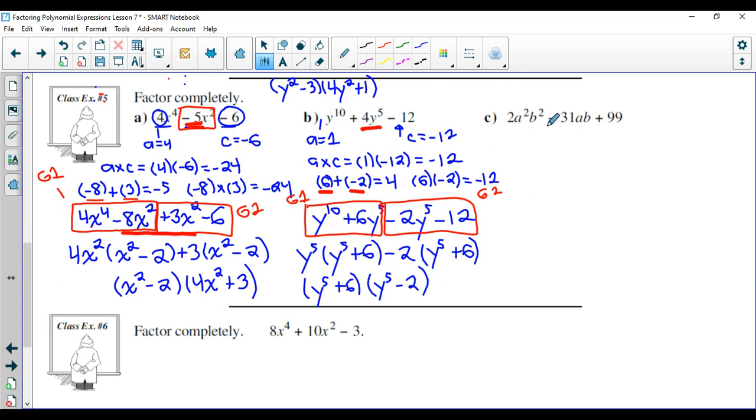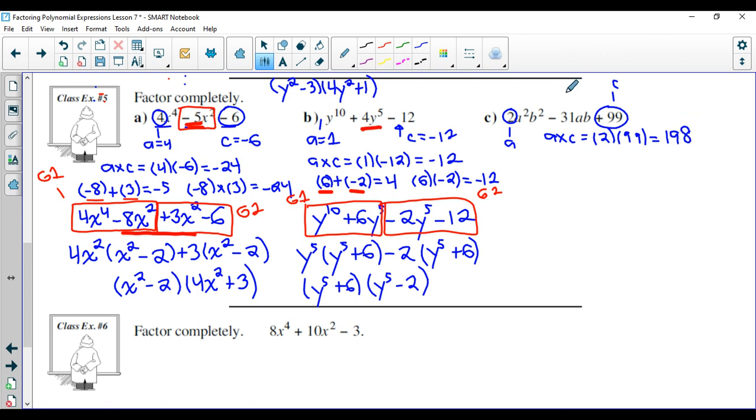Okay, let's keep going with this one. This time around we have a couple of variables. We have both an a and a b, so it's no problem. Let's start off with, here's my value of a. Here's my value of c. So let's figure out that product. A times c would be 2 times 99, which would be 198.